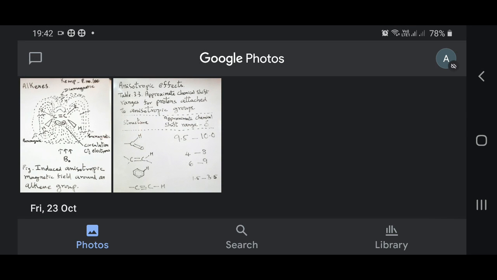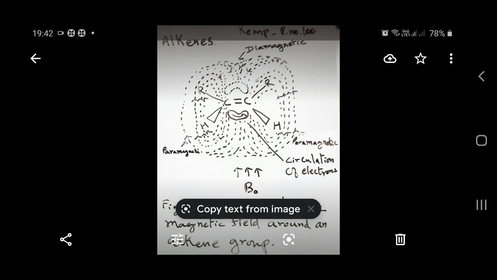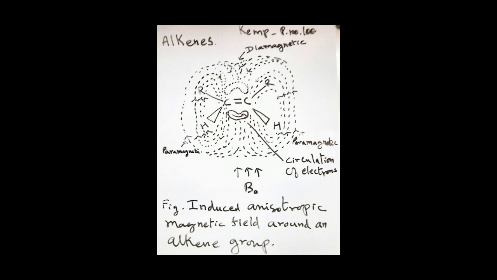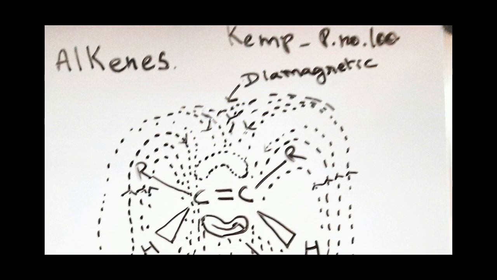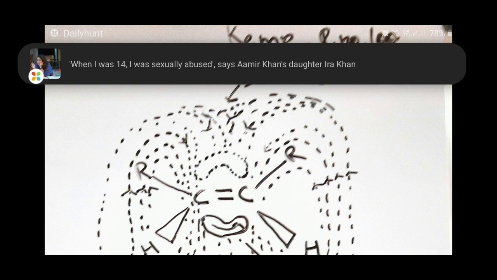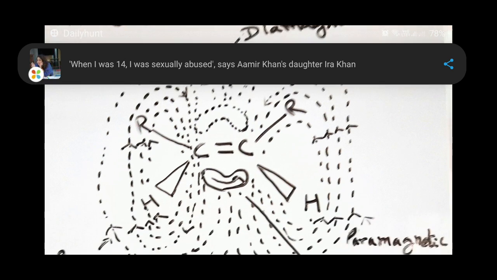First let us see the circulation of pi electrons in a molecule of ethylene. This diagram is given in William Kemp, page number 100. Let us see the pi electron circulation in a molecule of ethylene.